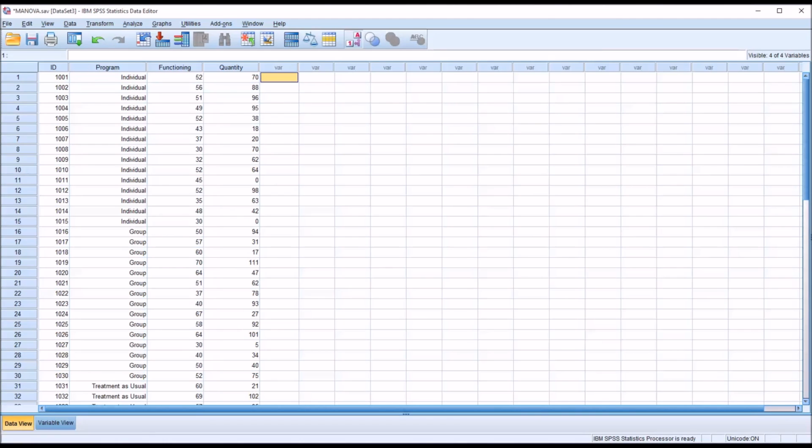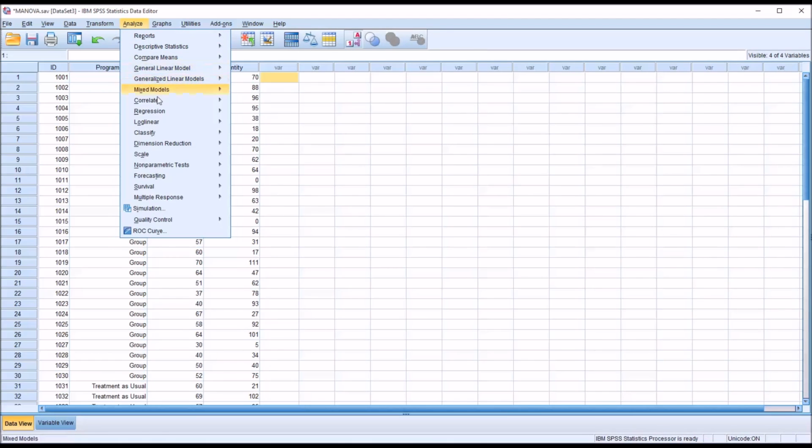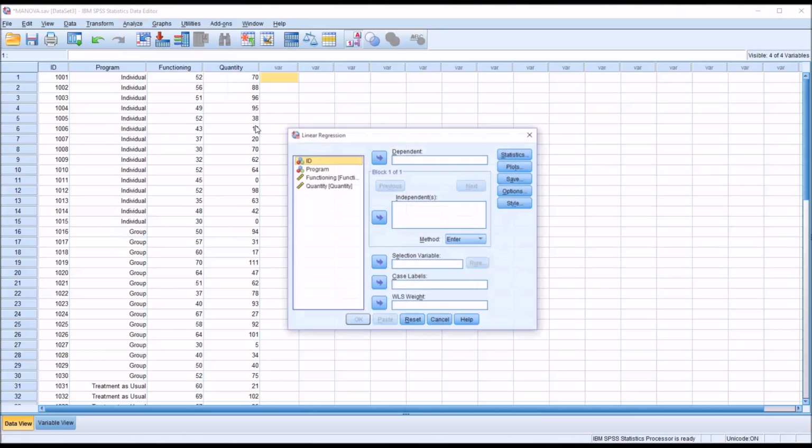So let's first test for outliers. We're going to do that with a linear regression in this case. It's going to be Analyze, Regression, Linear. And for this test, the independent variable in the MANOVA is actually the dependent variable, because we're testing an assumption here. This isn't the MANOVA, this is a linear regression. So the independent variable will become the dependent for this test, and both quantity and functioning, which are the dependent variables, will become independent variables here.